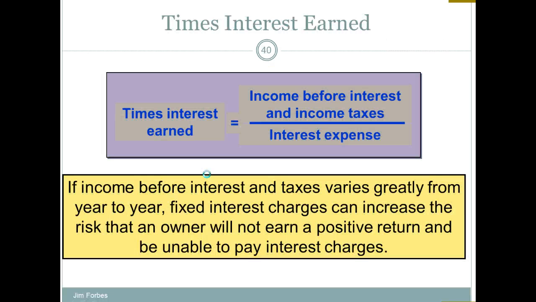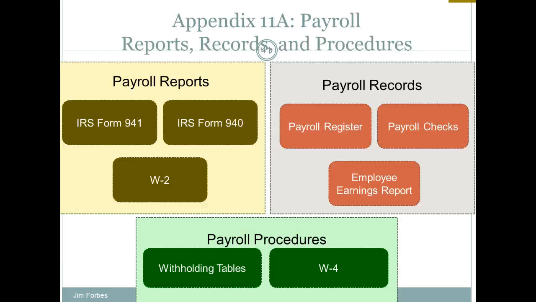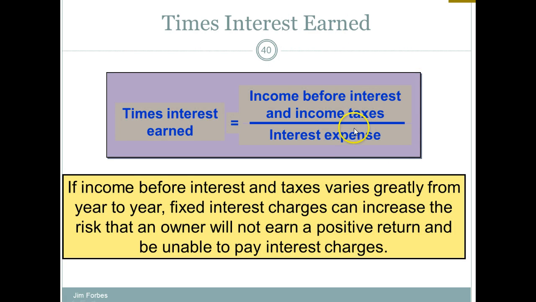Let's get into a couple ratios here. Times interest earned. They want to know your income before interest and income taxes, and then your interest expense. And this can vary, but they want to know that you're able to pay your interest, and how well are you able to pay that interest on the loans. That's the major ratio on this one.